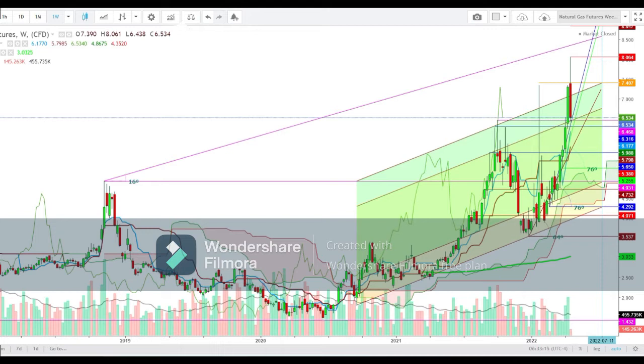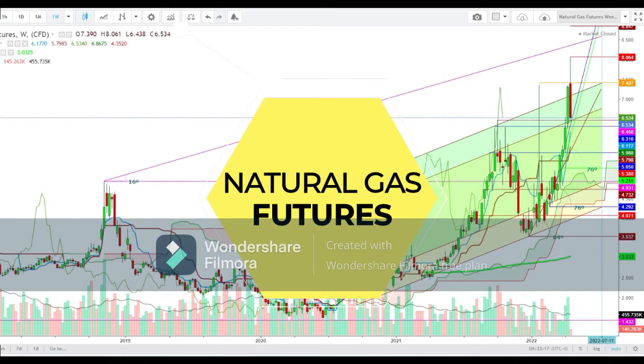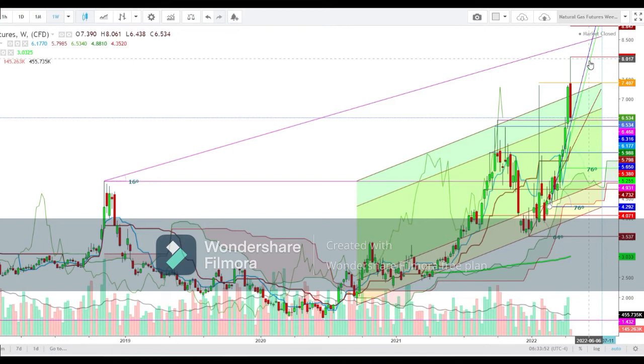So let us start the day to analyze the movements of natural gas futures in different time frames. So friends, here you can see a weekly chart of natural gas futures. Here you can see how the natural gas futures tested a peak at $8.064 during the last week, and how we have seen a sharp fall in natural gas prices when the natural gas futures tested a low at the levels of $6.438 and closed the week at the levels of $6.534.